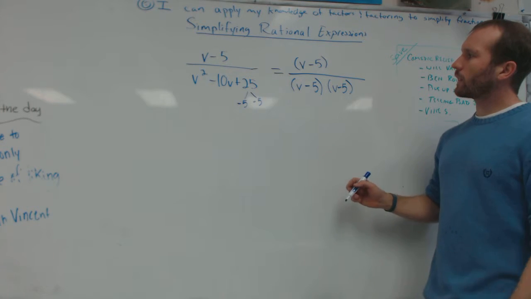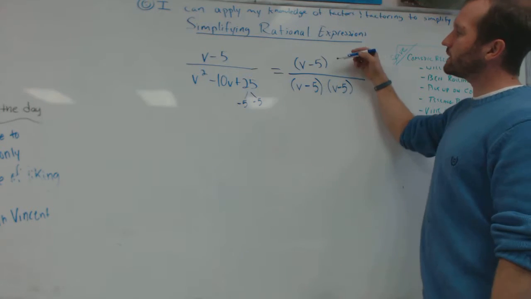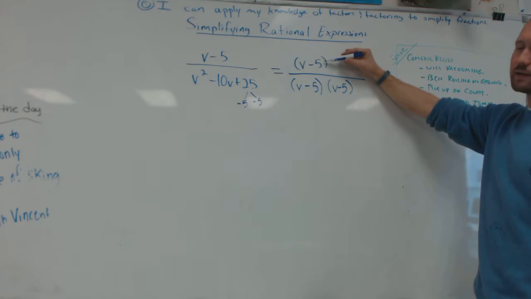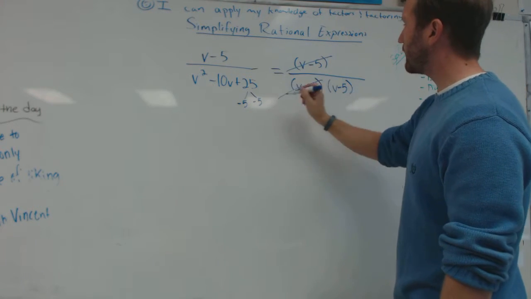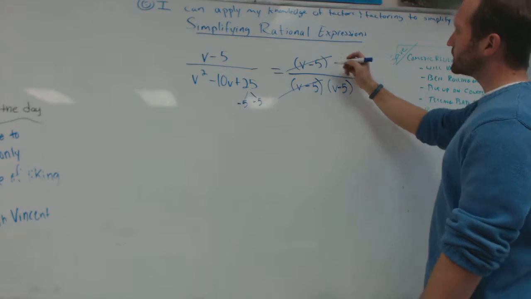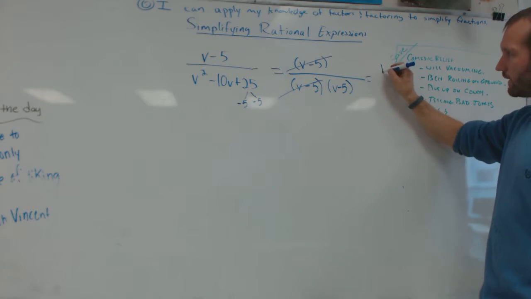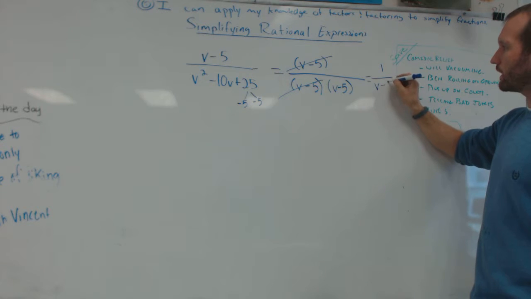But would it just be 1 over V minus 5 then? Yeah, so now I see a factor in the top, which is V minus 5, that cancels with a factor in the bottom, V minus 5. So it equals 1 over V minus 5. What's left up top? 1, right, over V minus 5.